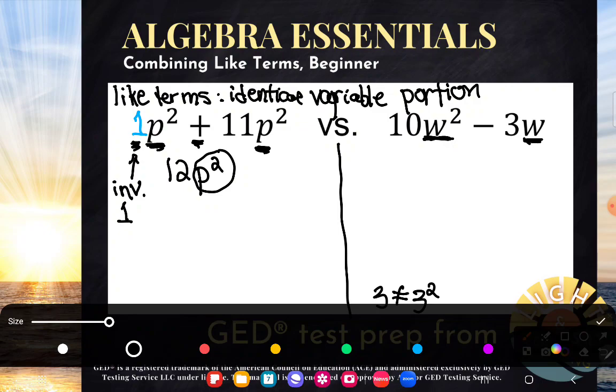A w is not the same as a w squared. Therefore, I cannot combine here. I cannot do the subtraction. This guy is already simplified.